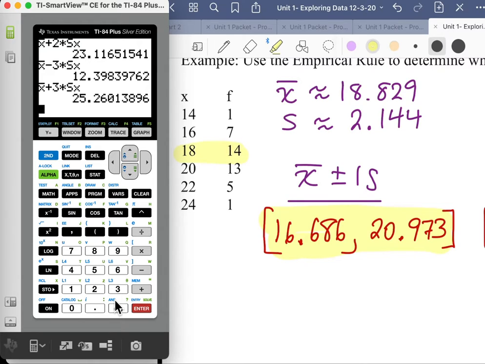So we take the frequencies along with the 18. Because remember, the frequencies tell you how many times the 18 happens, how many times it occurs. All right. 20 falls in that interval, but none of the remaining values fall in that interval. All right. So we have a total of 27 values.